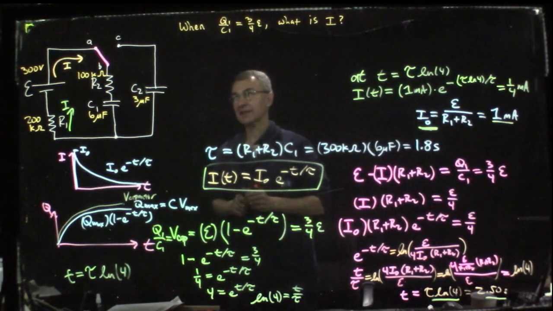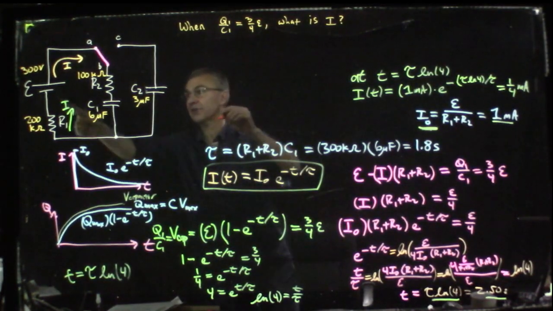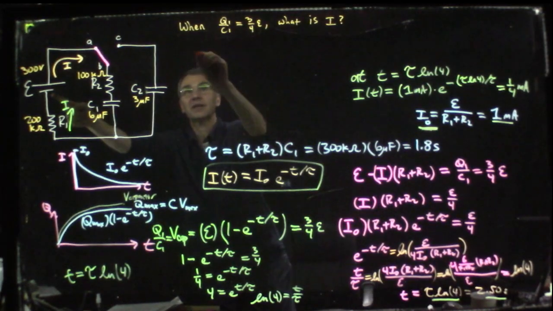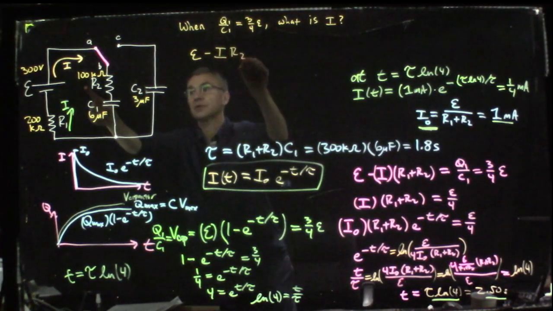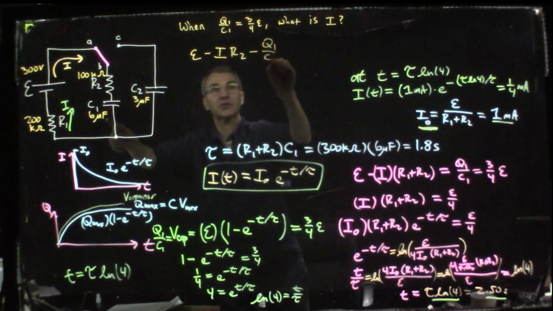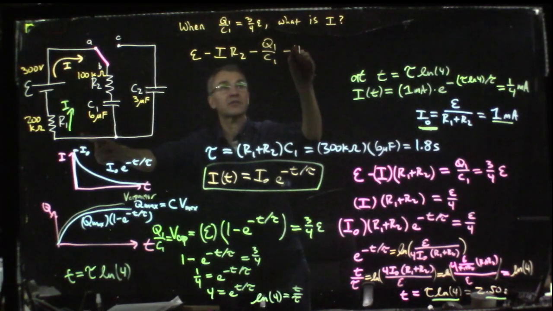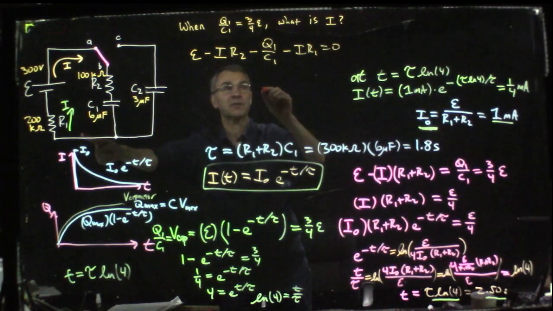But there's an easier way to do that. We could use the loop rule here. If we use the loop rule, starting at the battery, we can say battery EMF minus I R2 minus Q1 over C1 minus I R1 equals 0. There's the loop rule.